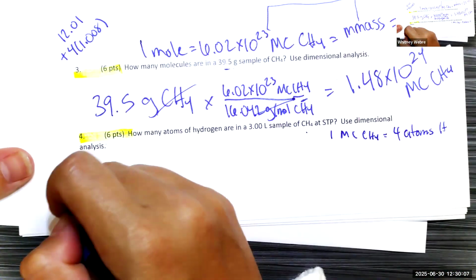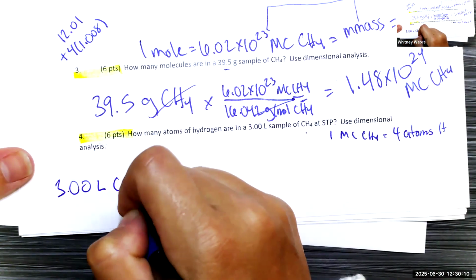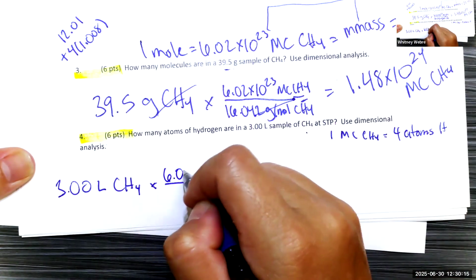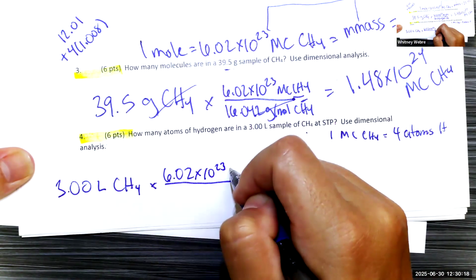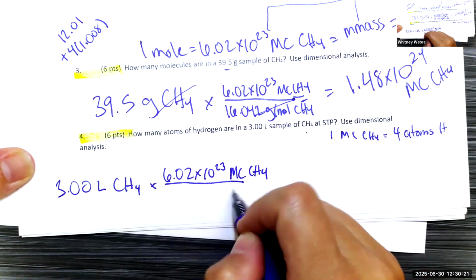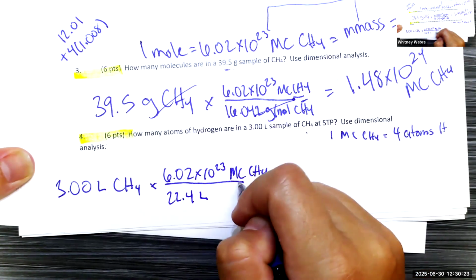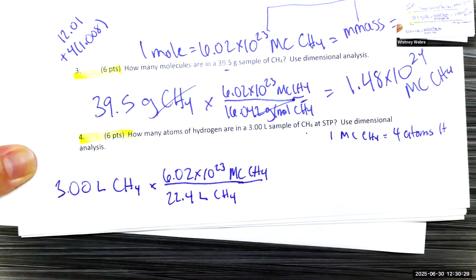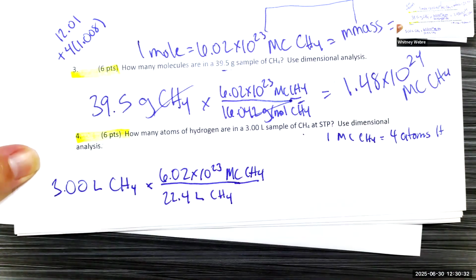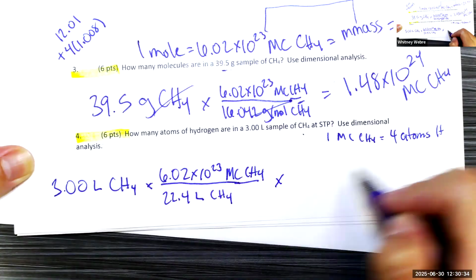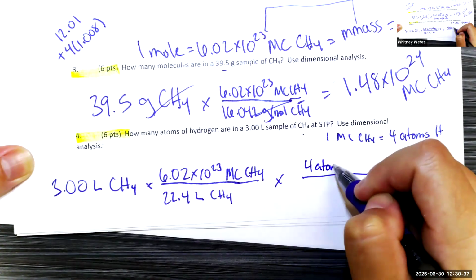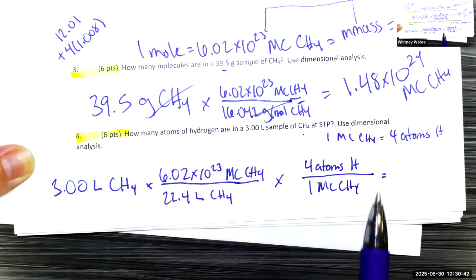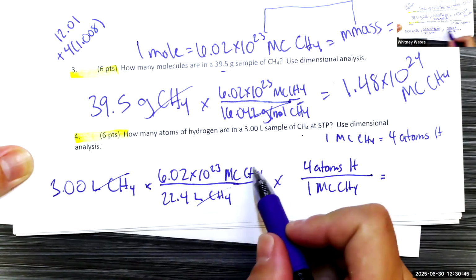So I'll start with my given, 3.00 liters of CH4. And I'm going to want my representative particles on top, divided by my 22.4 liters on the bottom, since I want my units to cancel. And if I left it at this, it would not be atoms of hydrogen, it would just be molecules of CH4. So to figure out the atoms of hydrogen, I just need to add this extra little equivalent on there. So my units will cancel.